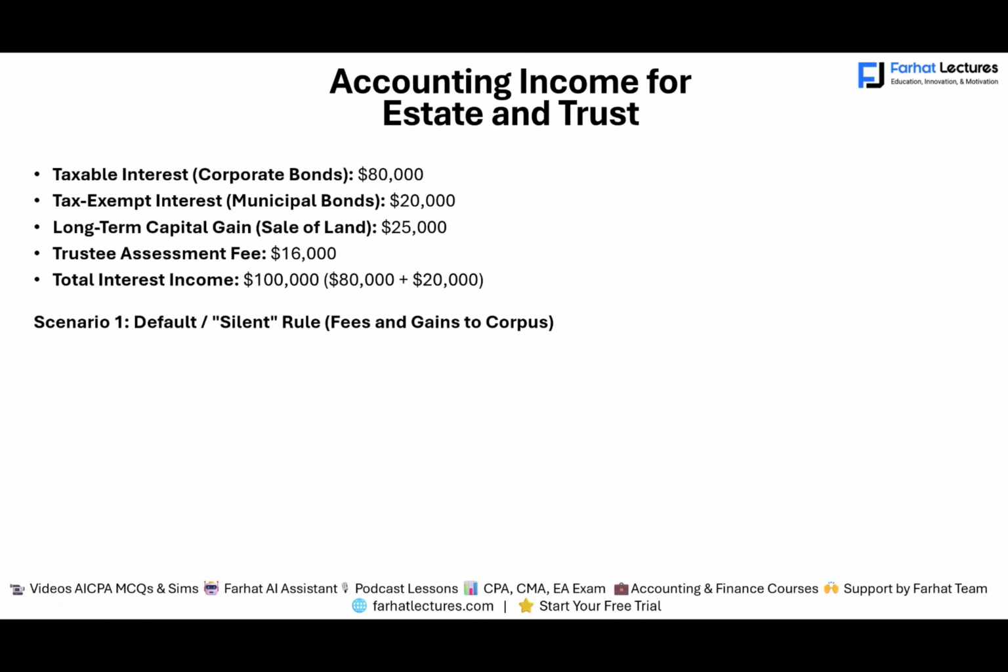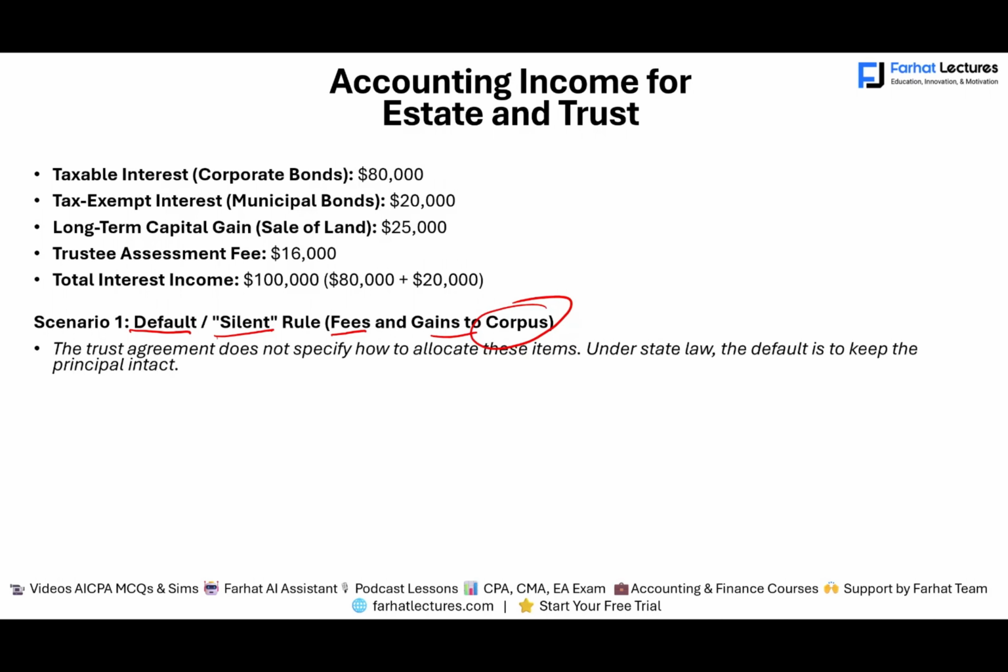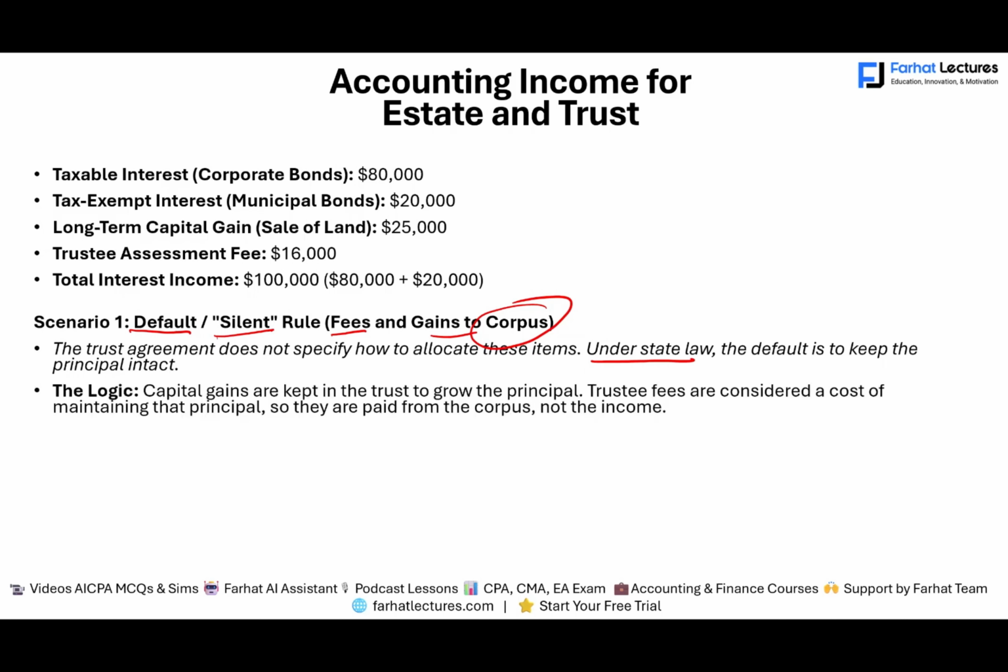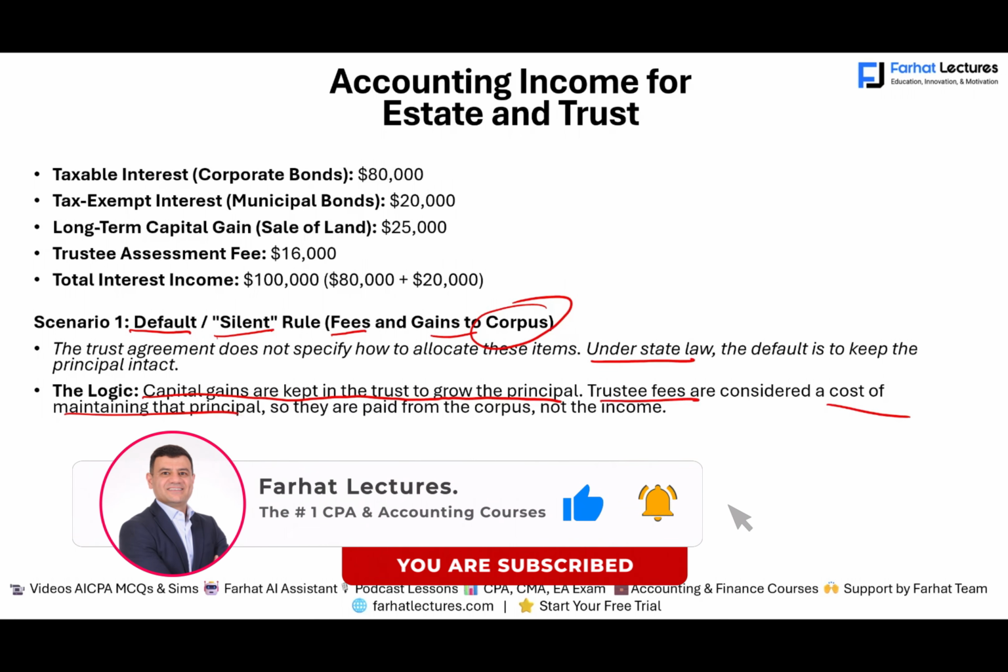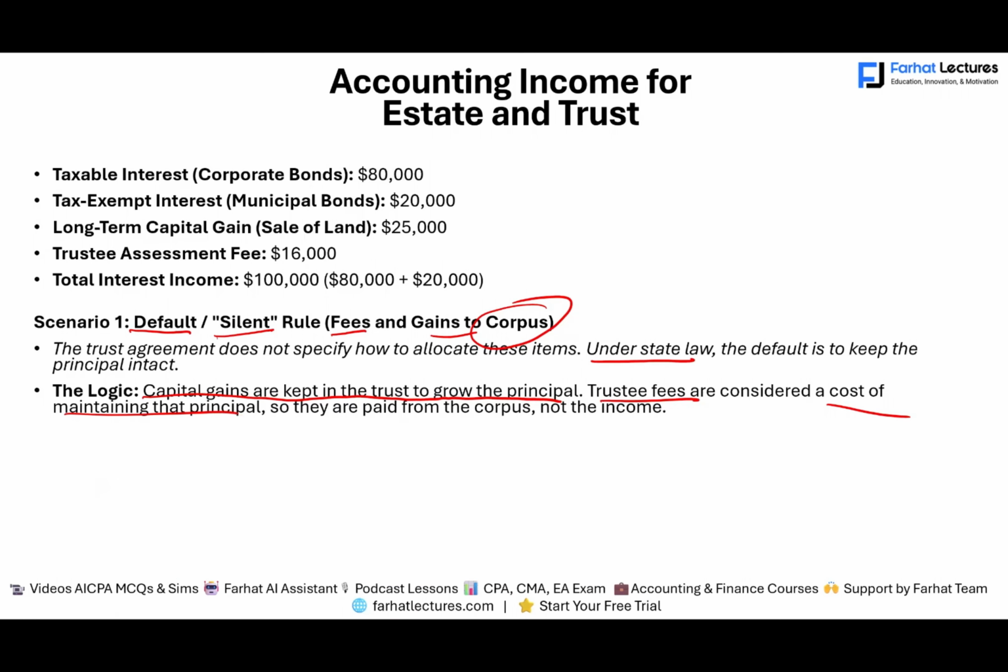Let's take a look at the first scenario. Scenario one, we're going to assume it's a default scenario. In other words, silent rules, and under those circumstances, fees and gains will go to the corpus. So the trust agreement does not specify how these items are allocated, but under state law, if we are silent, the default is to keep the principal intact. So anything related to the principal will be intact. So the capital gains are kept in the trust to grow the principal. The trustee fees are considered a cost of maintaining the principal. Therefore, the fees will be part of the corpus of the trust, so they are paid by the corpus, not the income.